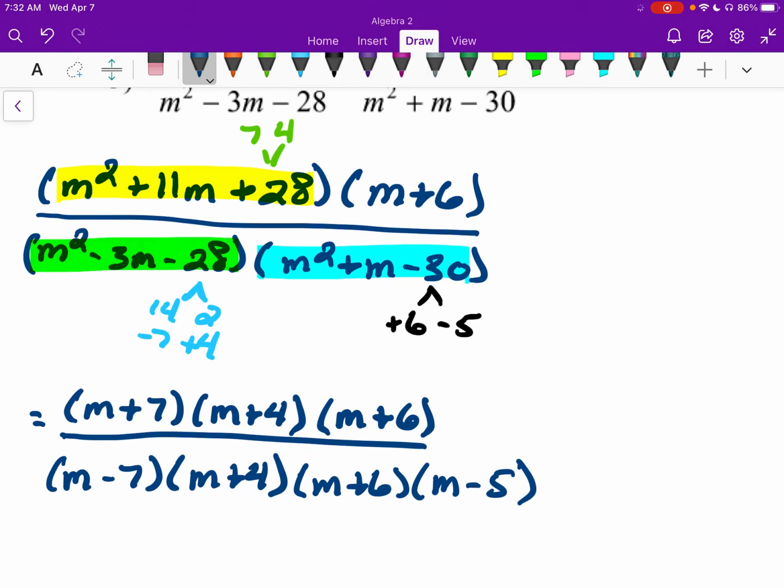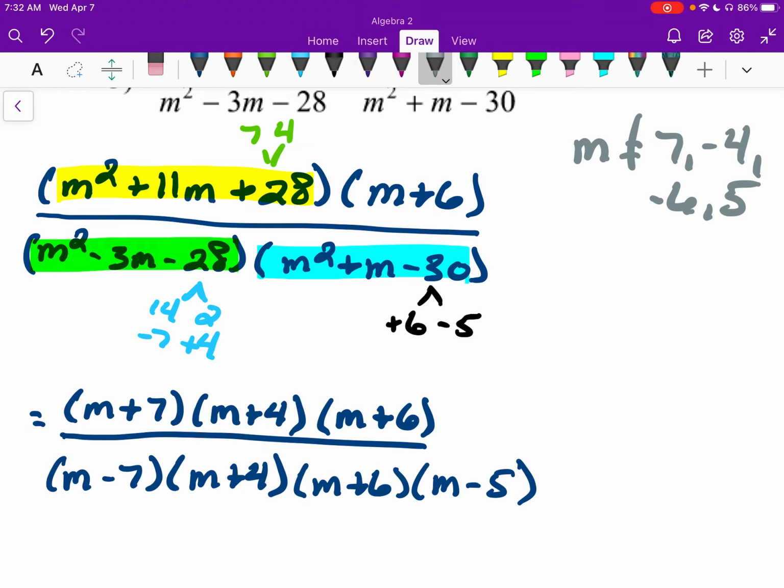All right. Now, before we cancel things, we need to stop and list our excluded values. And there's a faster way to write it sometimes. I'm just going to say m cannot equal 7, negative 4, negative 6, and 5. Some people like to write these in smallest to biggest. I'm not going to be a stickler about that. I don't really care. But there we are.